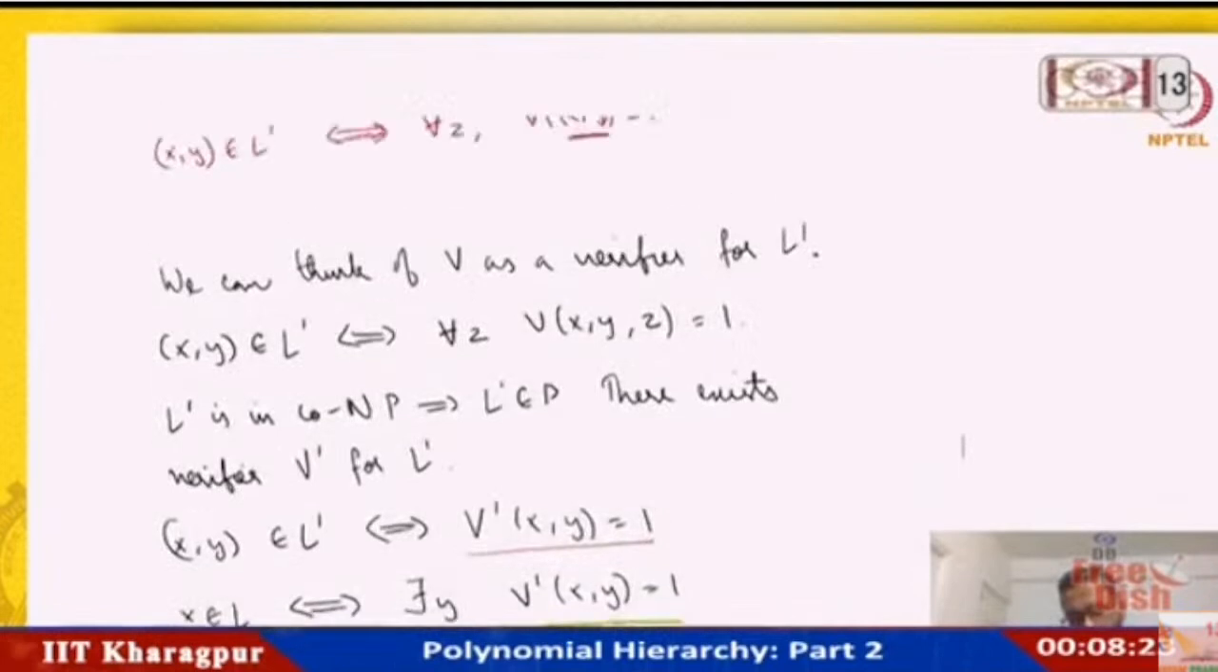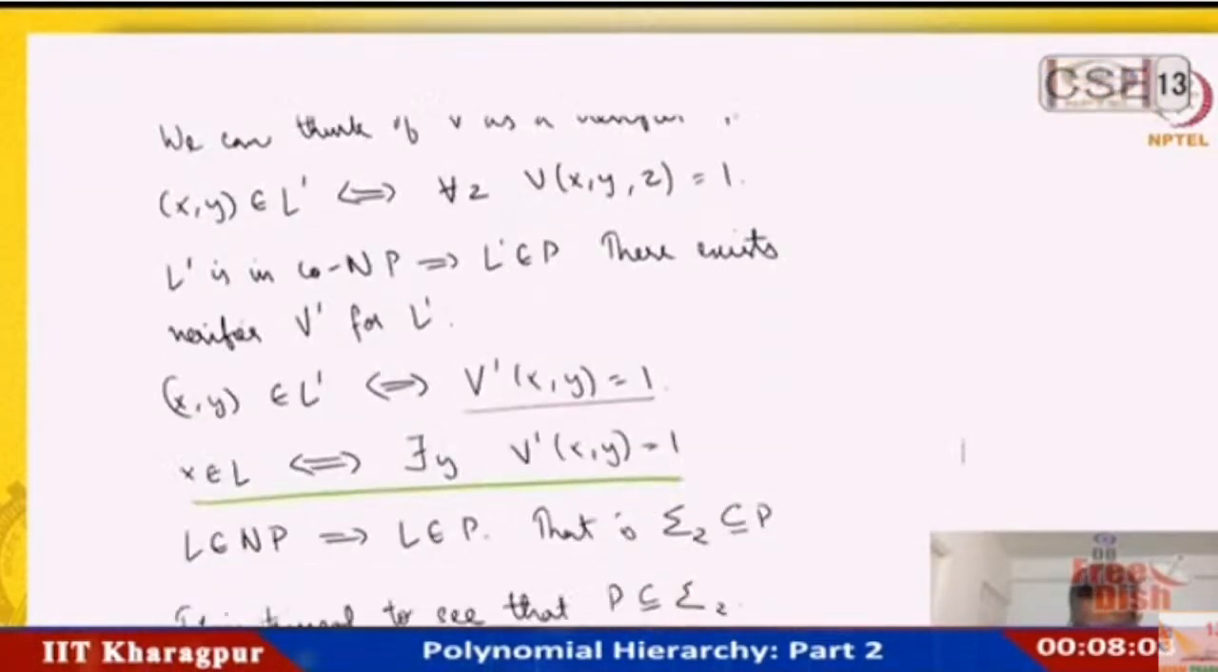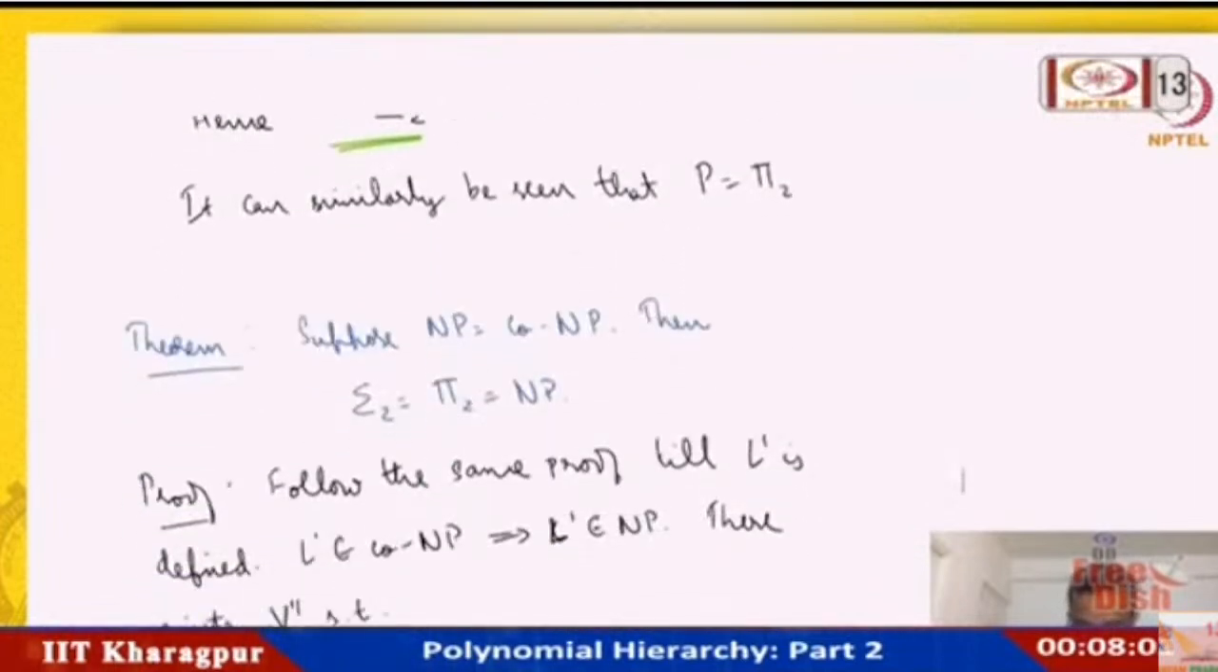So what does it mean? Just to give a high level, let's take a step or two back. It means that if P equal to NP, then co-NP also is equal to P or NP. Both of them are equal. Sigma 2 is also equal to P or NP, and pi 2 is also equal to P or NP. Right?